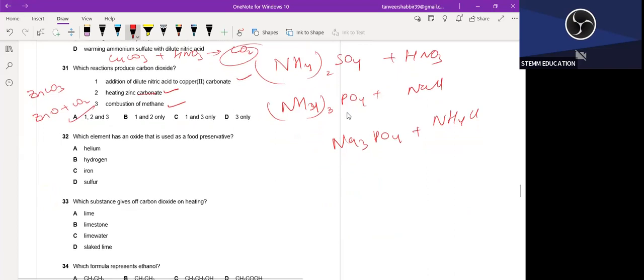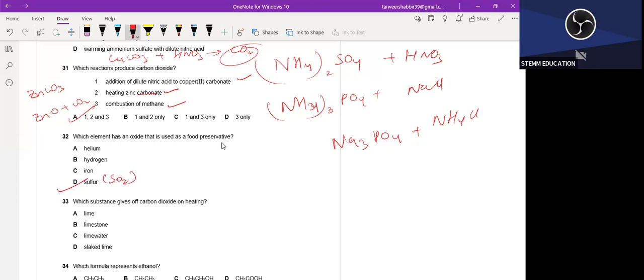Now question number 32. Which element has an oxide that is used as a food preservative? So sulfur is the element whose oxide is used as food preservative, which is sulfur dioxide.